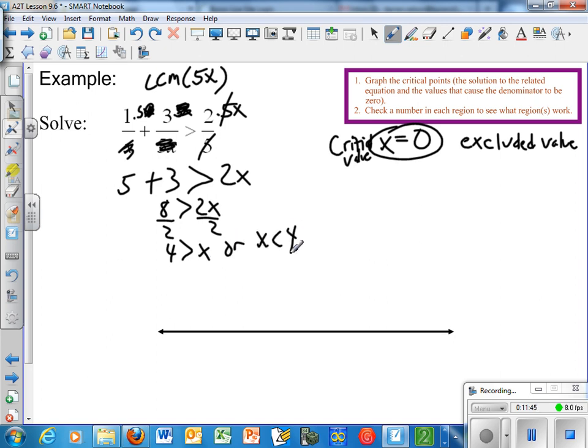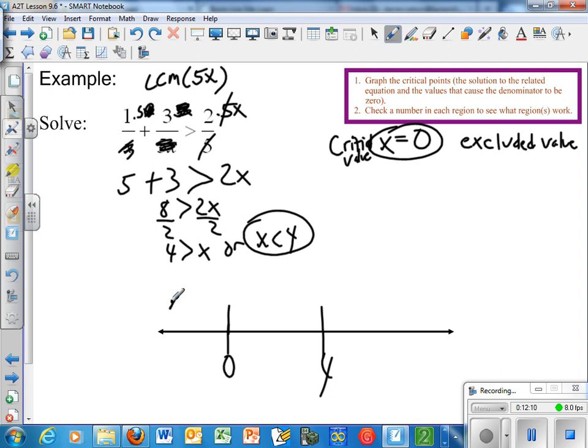Okay, I like to put my variable first, so now I want to look at, on the number line, my critical value of 0 and my number that I got when I solved the inequality, which is 4. If you use the helpful hint that I gave you, it's either going to work in between or going in opposite directions to positive infinity and negative infinity. That's going to be the case.